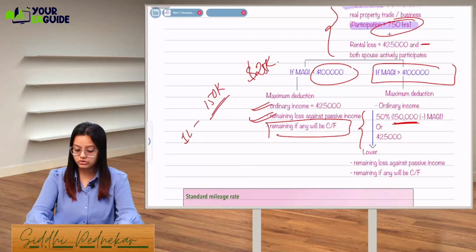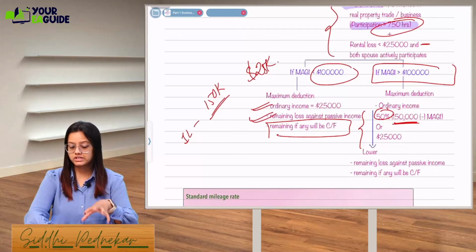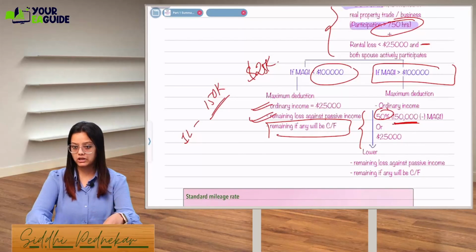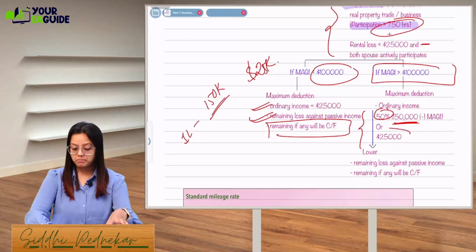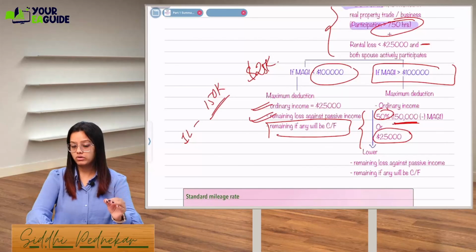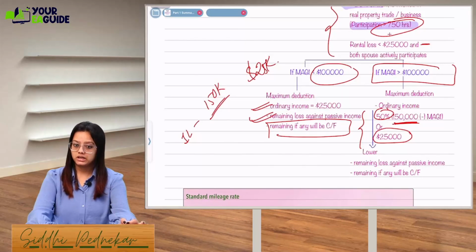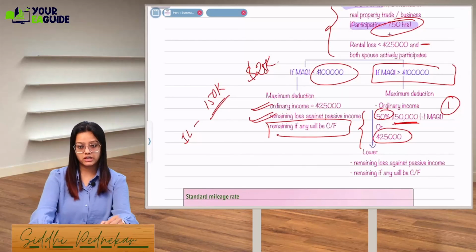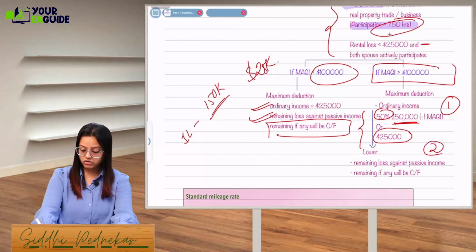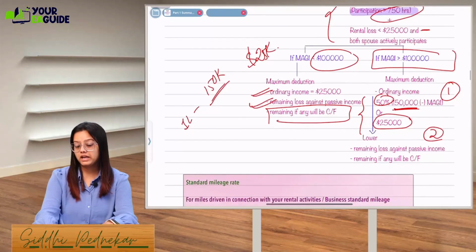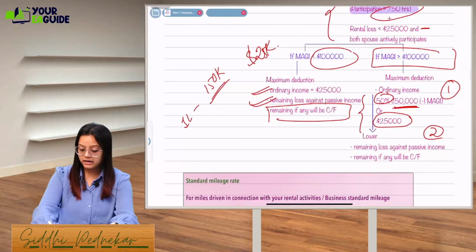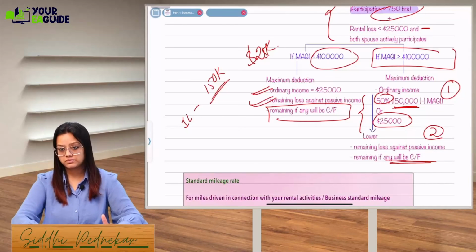So what you are going to do is take 150,000, reduce the actual modified AGI which you have, and multiply it by 50%. Okay, so this is the phase out limit which you need to calculate, and you compare it with the 25,000. Whichever is lower, you reduce that much amount from your ordinary income. First you reduce against ordinary income. Second, you reduce the remaining loss against the passive income, and the remaining, if you have any, will be carried forward to the next years.